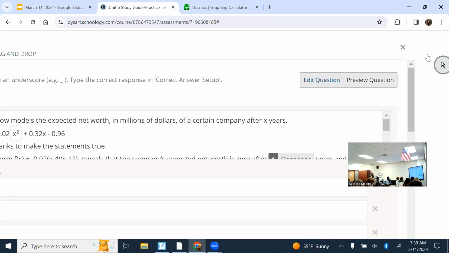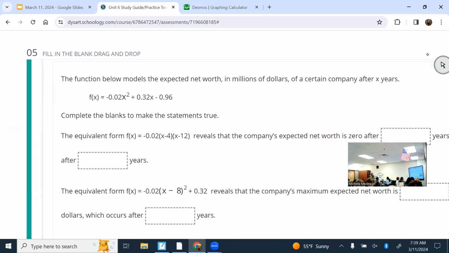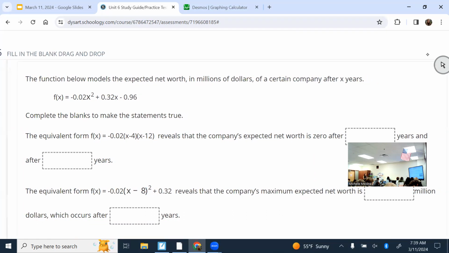All right, so we have this function below that models the expected net worth in millions of dollars of a certain company after x years. Complete the blanks to make the statement true. The equivalent form shown here reveals that the company's expected net worth is 0 after blank years and after blank years. So a few things can help you here. The two things being compared are net worth and years.